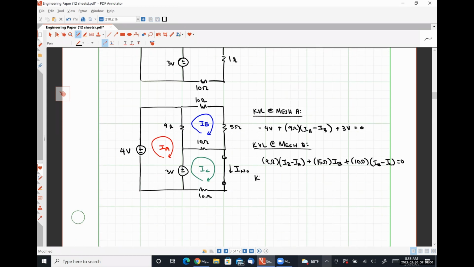And lastly, KVL at mesh C looks like -3 volts plus 10 ohms times (IC minus IB) plus 10 ohms times IC is equal to 0. I have a 3-equation, 3 unknown system. So I'm going to throw this into the calculator and solve for IA, IB, and IC.